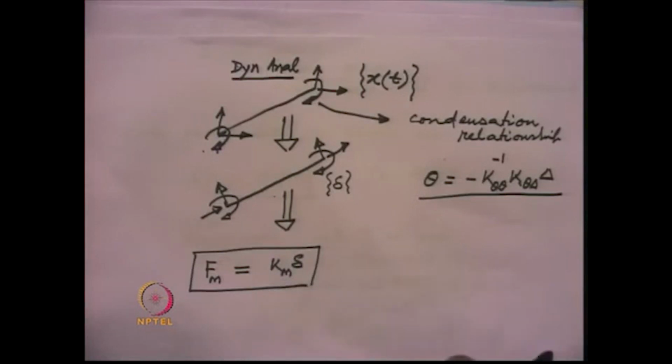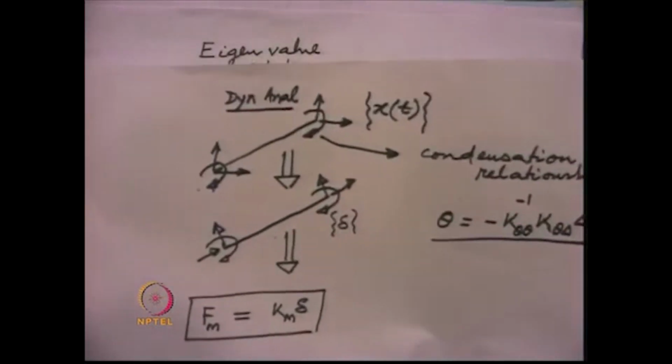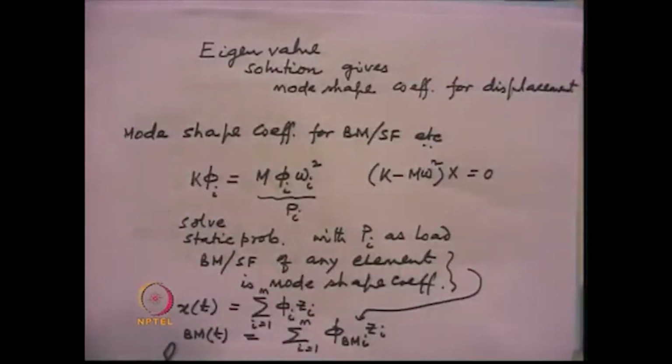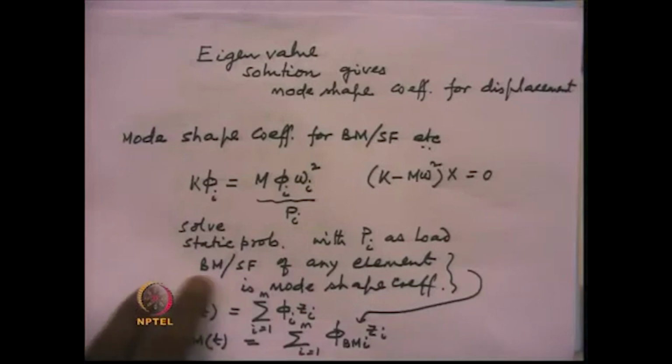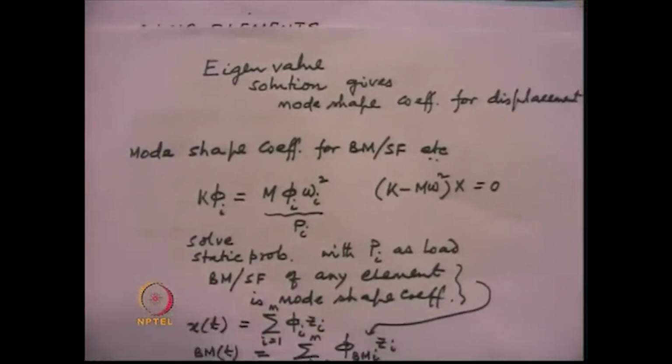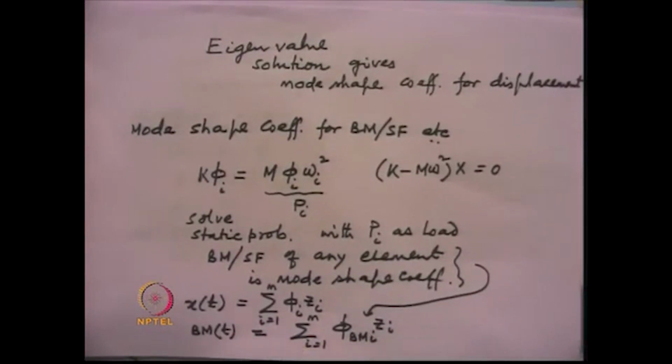So, this is the first approach by which one can obtain the internal forces in the structure after we have performed the dynamic analysis. The second approach is that we use the mode shape coefficient for the response quantity of interest. Now, what we mean by the mode shape coefficient for a response quantity of interest would be clear from this.